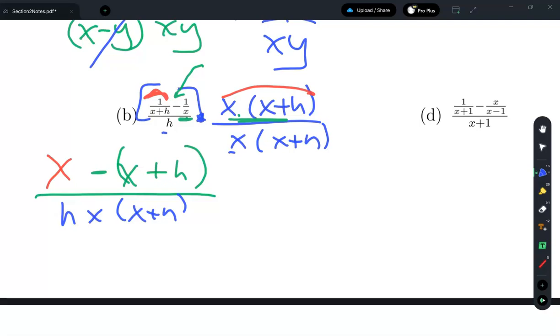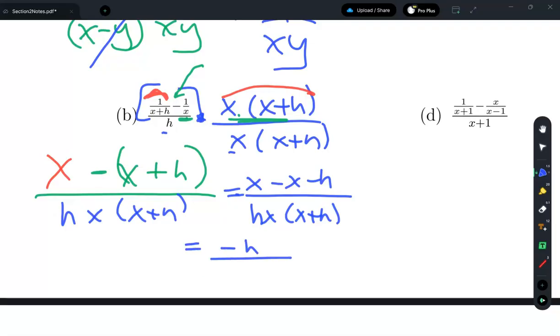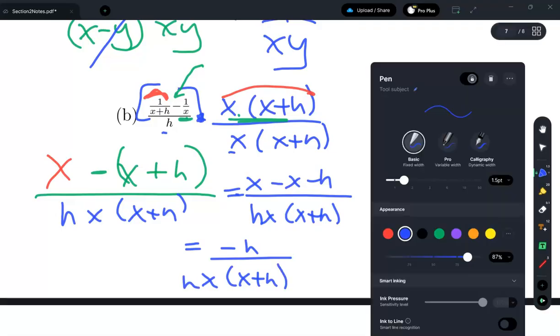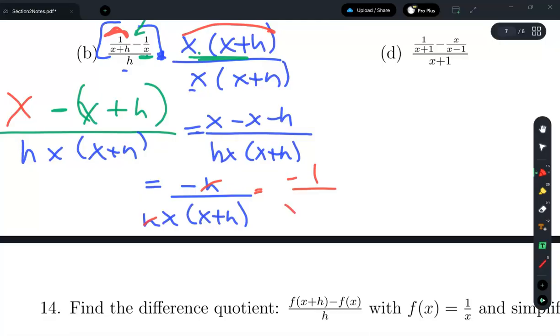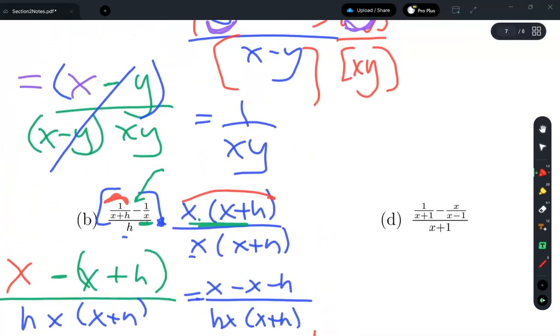Okay, so let's look at the numerator. I'd have x minus h all over hx, x plus h. Those x's go away. So I'm left with this. Oops, dropped an h. Then I can see, oh, look at that, the h's go away. And so on the numerator, I'm left with a negative 1, x plus h. So we're going to be seeing things like this in days to come.